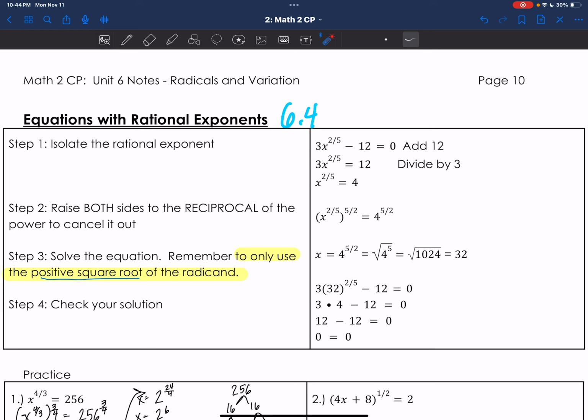And now I've got that. Now I can go ahead and get rid of that 3 by dividing both sides by 3. And then now I have x to the 2/5 equals 4.